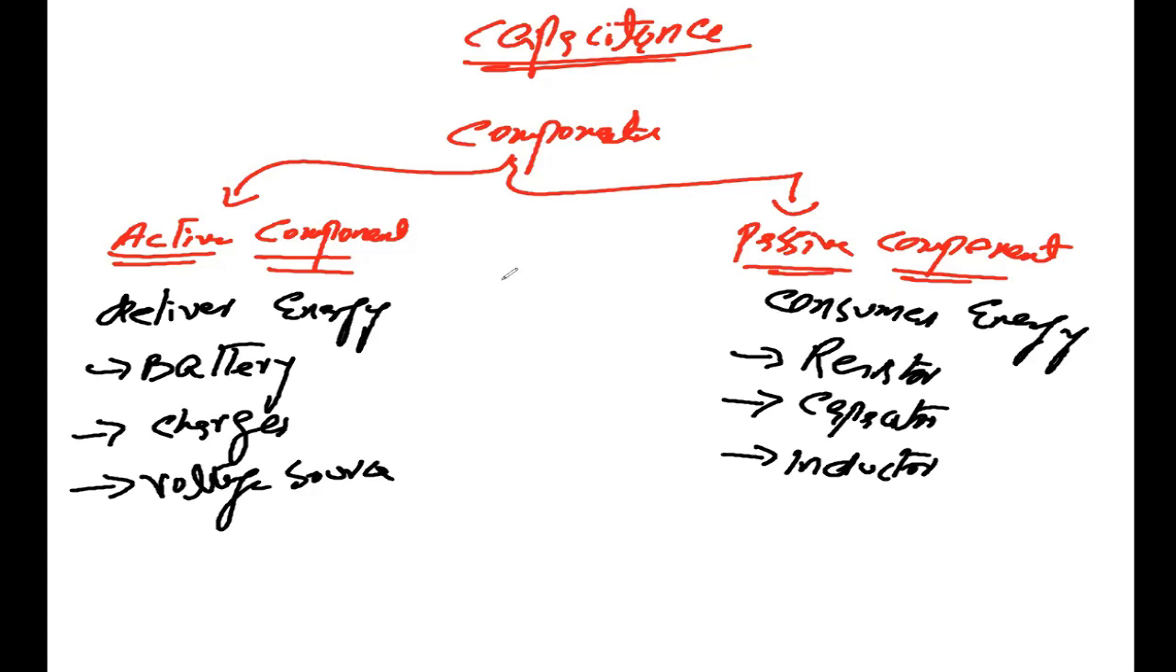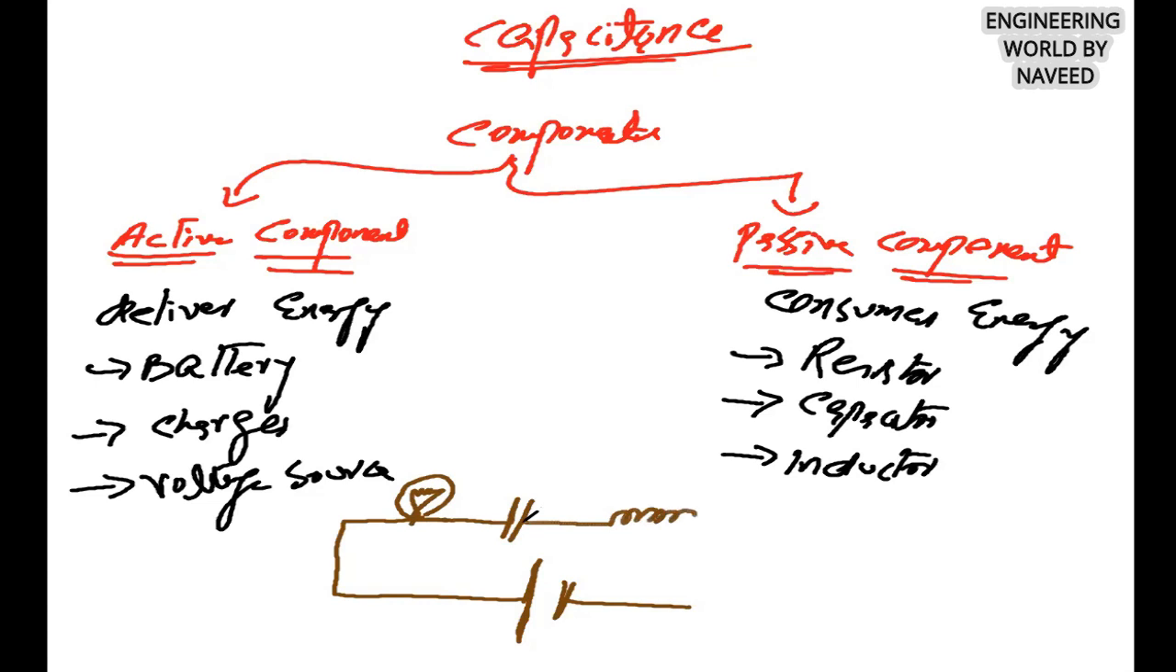Okay, so let's say I am going to draw a circuit diagram. Let's say this is my battery, a voltage source. Here I am using a bulb. Inside we have a resistor wire. Here I am also using a capacitor in series, and I have an inductor.